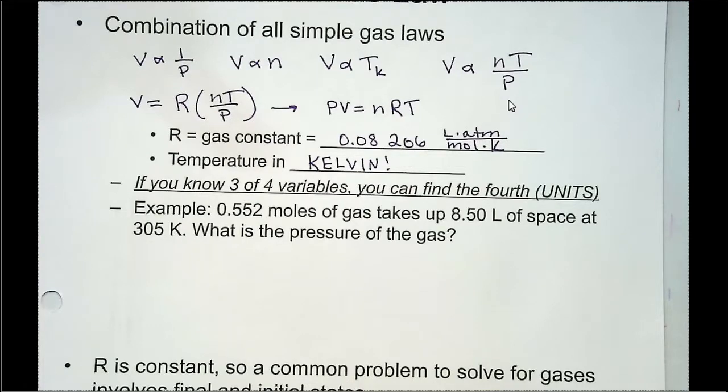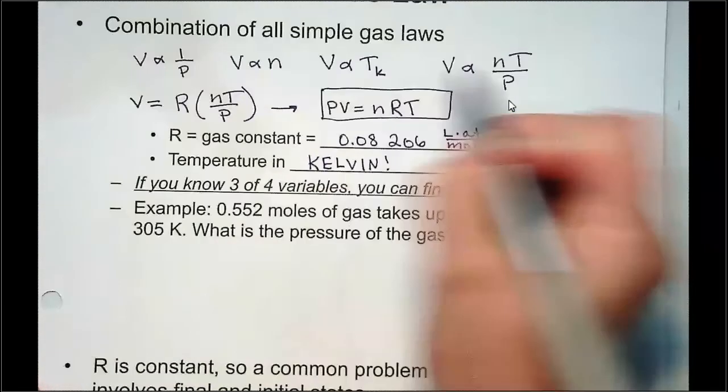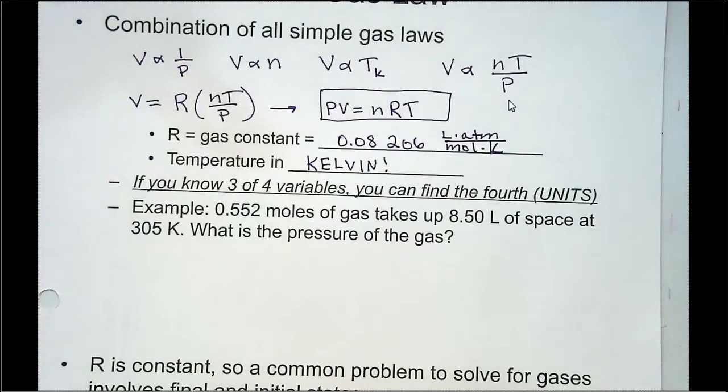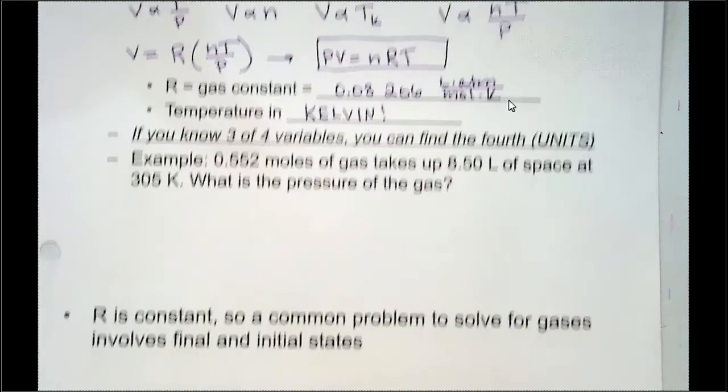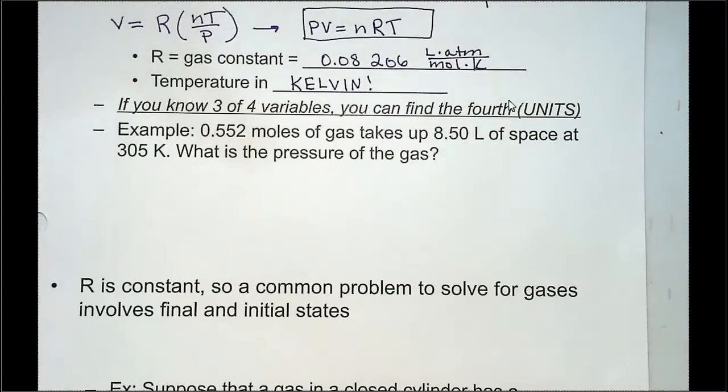So if you have this awesome equation, PV = nRT, and you know 3 of your 4 variables, you can find the 4th just by doing unit canceling, which we've been doing all semester. See how it all just beautifully comes together? I love it. Okay, so let's do an example because everything makes more sense when you look at an example.